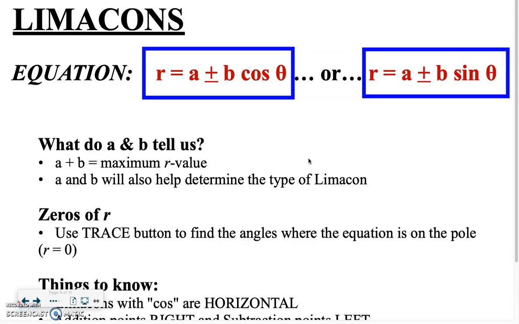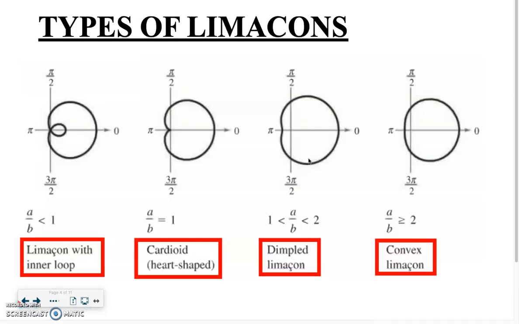Again, it's no secret. I know you guys could look at these. These are the 4 different types, and this is what they're going to look like. We have what we call an inner loop, a cardioid, a dimpled limacon, and a convex limacon. So these are going to be the 4 types that we have.